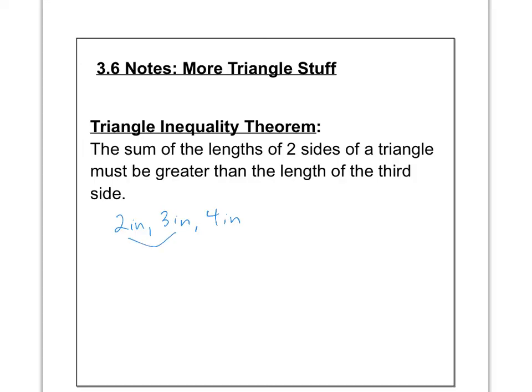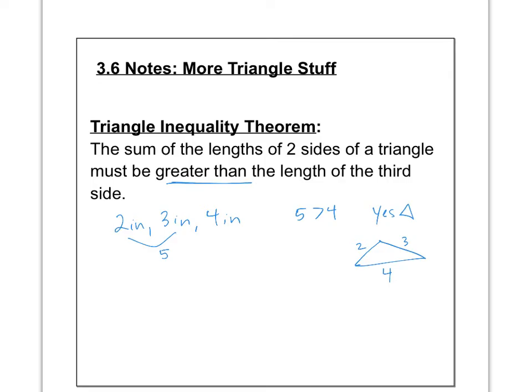Well, the two shortest sides add up to 5. 5 is greater than 4. So yes, I could make a triangle, and it would probably look something like this: a 4, a 2, and a 3. My triangle would look kind of like that.